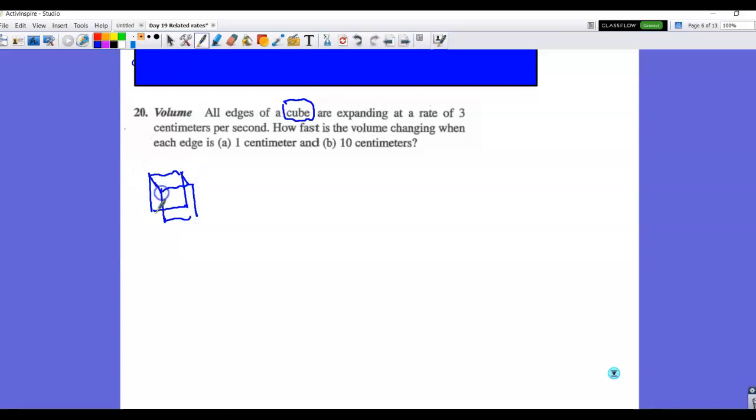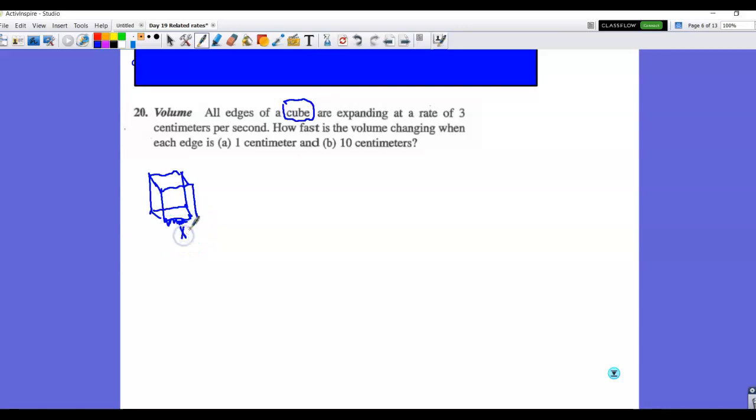Sort of. That's decent. So the edges are what you might call, well, they're not the sides, because the sides are where two sides come together. So those are the edges. All right, so the edges of a cube are expanding at a rate. Now, I'm going to use X for edges instead of E, because E is the base of the natural log.